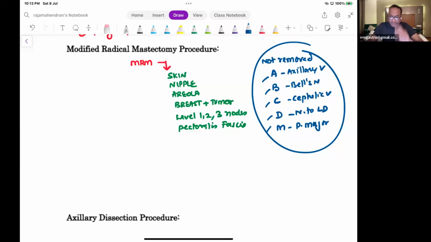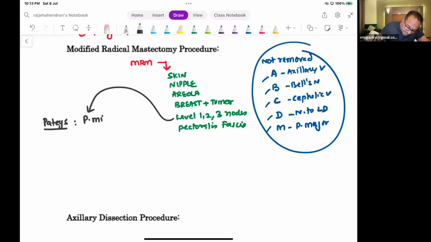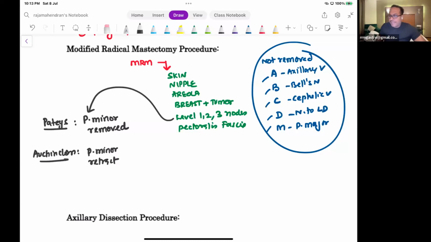In the removal of axillary nodes, level 1, level 2, level 3 nodes, எடுக்கிறதுல நிறைய maneuver இருக்கு. What is Patey's maneuver? எடுக்கும்போது இந்த pectoralis minor பையன் நடுவுல வருவான். அவனை தூக்கிறதுதான் Patey's. Pectoralis minor removed is known as Patey's. Pectoralis minor retracted, அது பேர் என்ன? Retraction of pectoralis minor is known as Chinnaclass. Yes, very good.